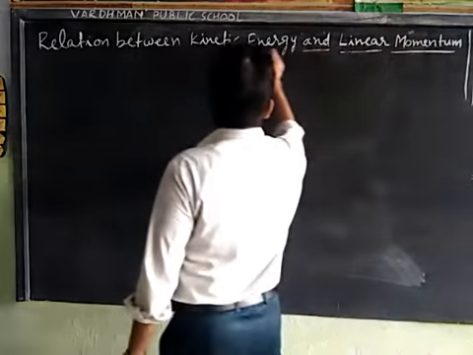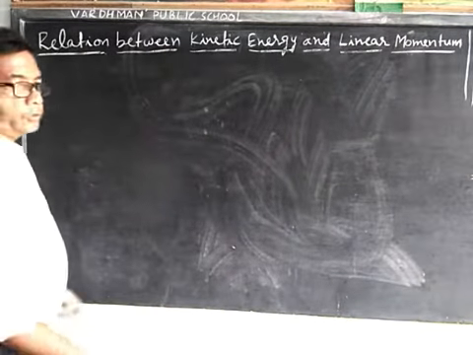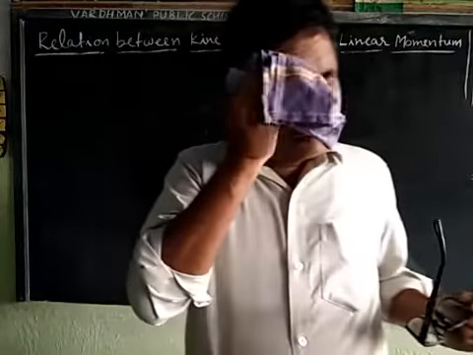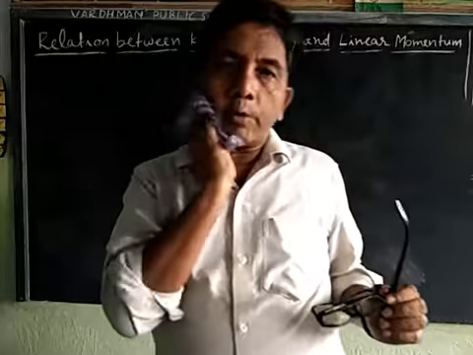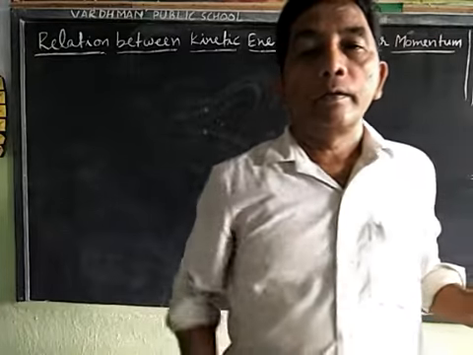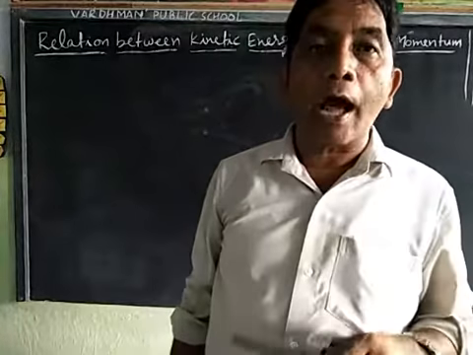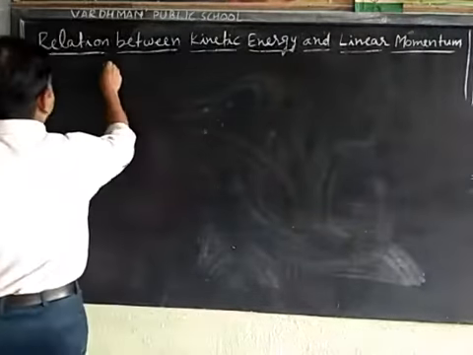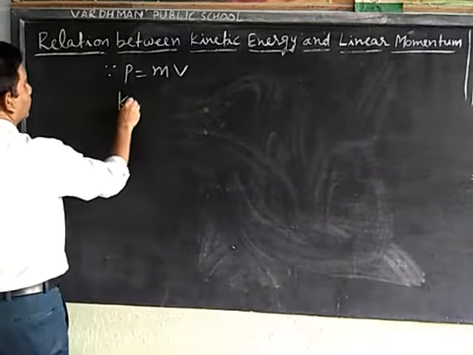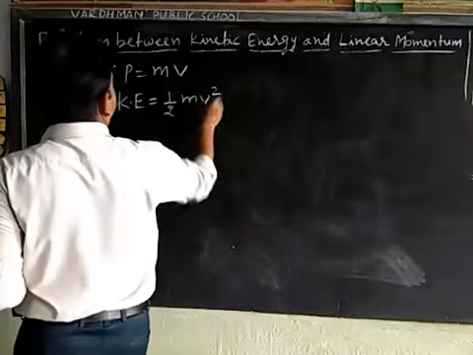What is the relation between kinetic energy and linear momentum? We know the formula of linear momentum. What is momentum? The product of mass and velocity is called momentum or linear momentum. And the formula of kinetic energy is half mv square. Since P is equal to m into v, and kinetic energy is equal to half mv square.